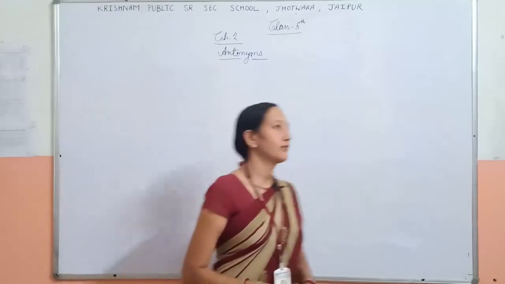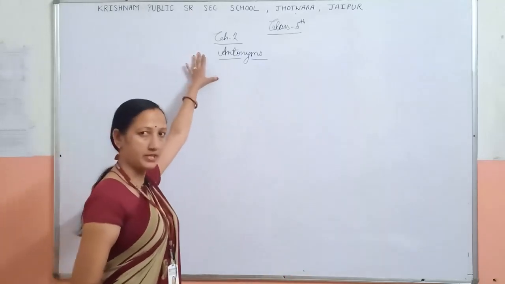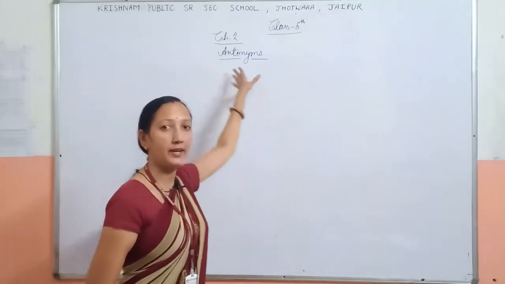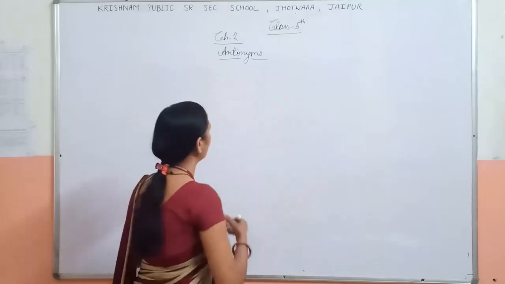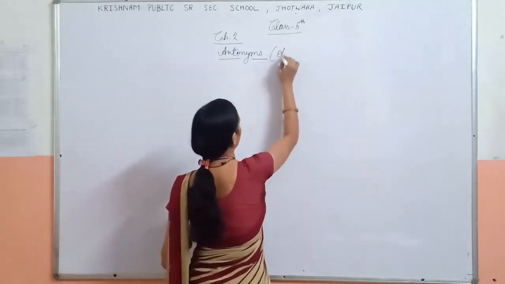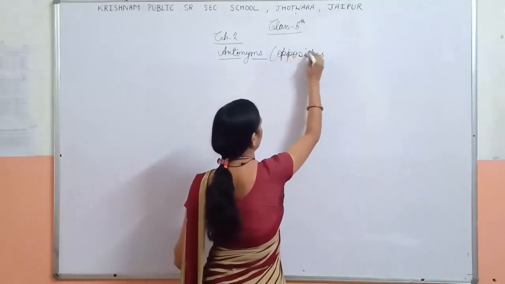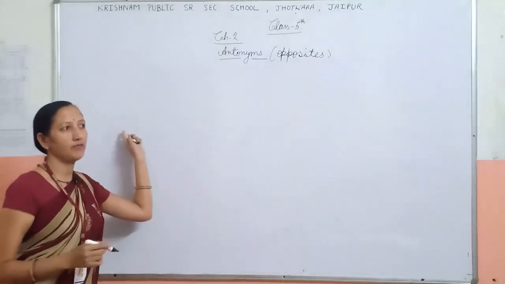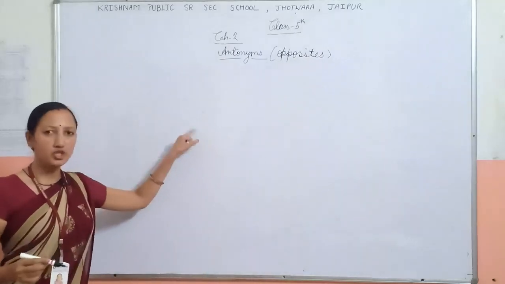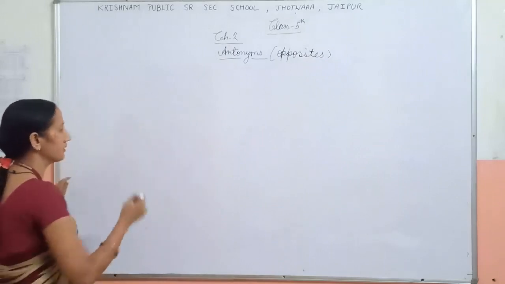Now I am going to start our chapter 2, and our chapter 2 is antonyms. What is antonyms? Antonyms are opposites. The words which have opposite meanings with each other are called opposites or antonyms.